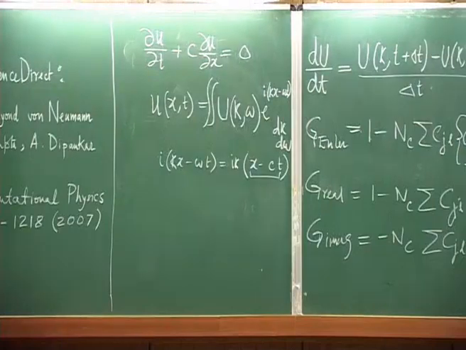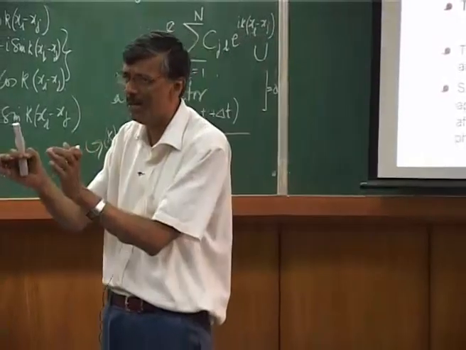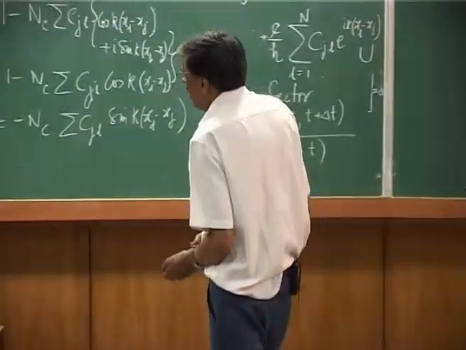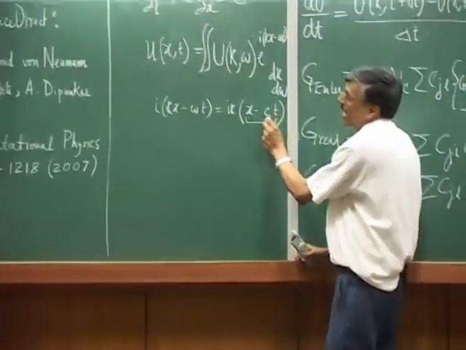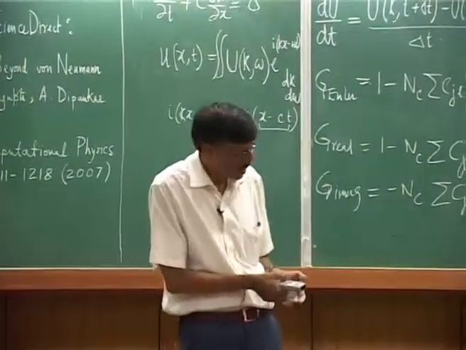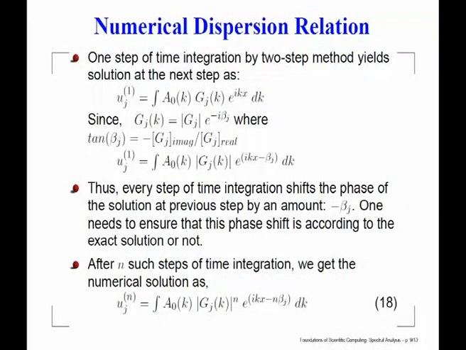So, your actual solution shows the phase to change by this expression x minus c t. If I give you a solution at t equal to 0, at a subsequent time you have the same solution, but it is shifted by c t to the right, x minus c t. So, this is a kind of a phase shift. Okay. Now, I want to know that this G that we have uncovered here for this RK4 method in 17, what does it do? How is it related to the c that we are looking for in the exact solution? To understand this, I have demonstrated here what happens.